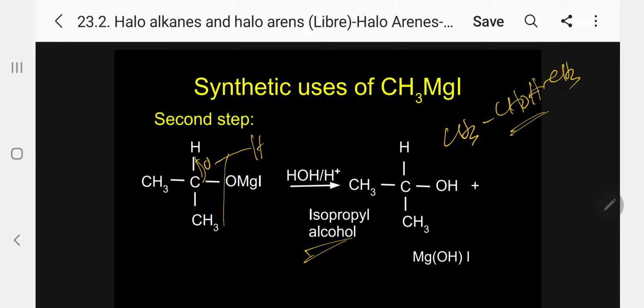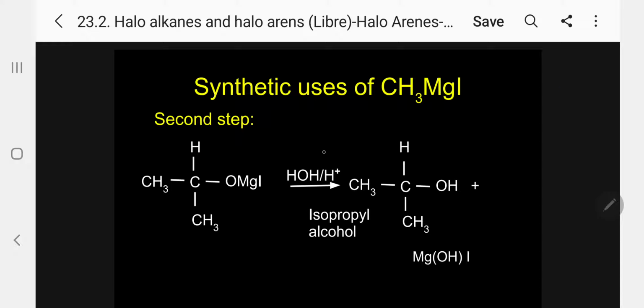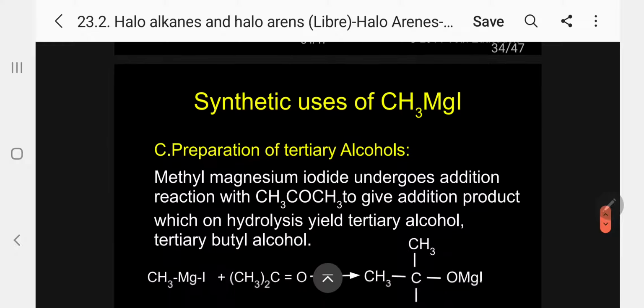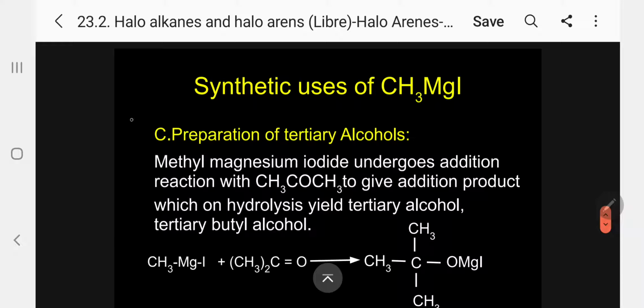Please follow. So we are using normal, iso and neo; that way we are giving the common name. Or if you want to give the corresponding IUPAC name, it is 2-propanol. It is 2-propanol. Kindly follow. That is secondary. Coming to tertiary, kindly follow.